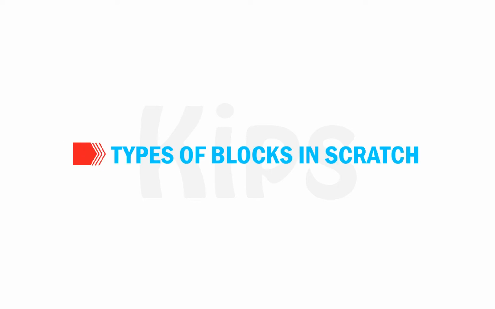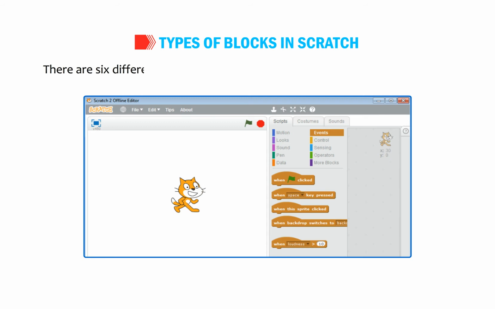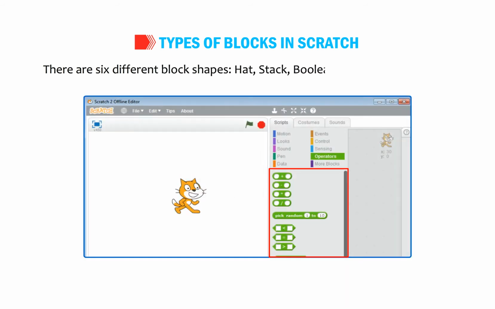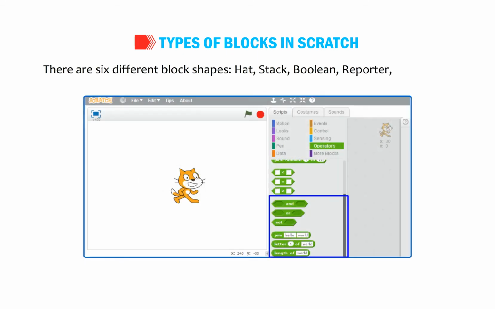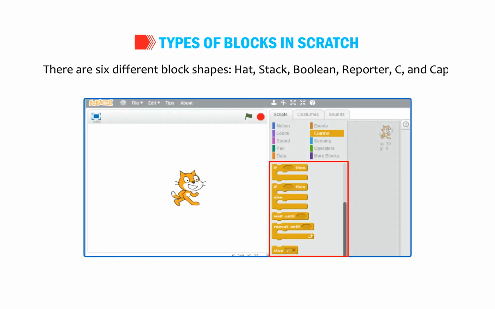Let me tell you about the types of blocks in Scratch. There are 6 different block shapes: hat, stack, boolean, reporter, C, and cap.